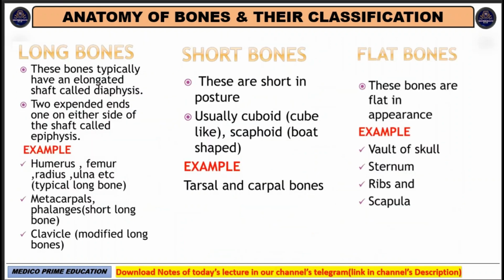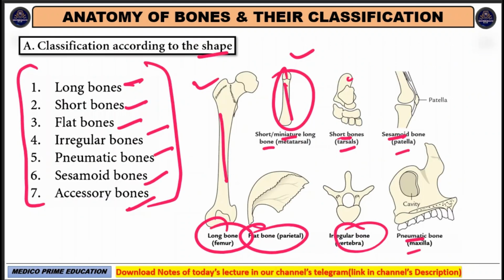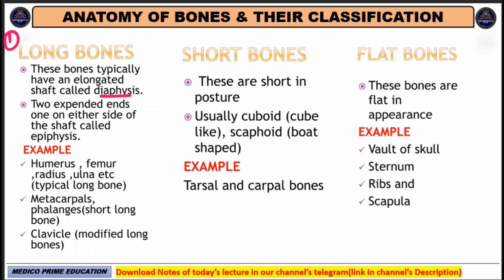First we will discuss the long bones. So what are long bones? Long bones typically have an elongated shaft called the diaphysis, and it extends to two ends. If you see the long bone here, it has two ends, and between the two ends you can see the shaft of the long bone. So you can identify it like that. This is the long bone. It has two ends, one on each side of the shaft, called the epiphysis.